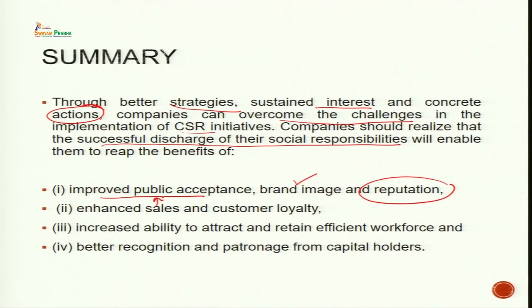They will have higher sales and higher customer loyalty, an increased ability to attract and retain an efficient workforce, which is much needed, and better recognition and patronage from the capital holders. So, I hope, students, you have now understood the basic concept of corporate social responsibility, CSR, how managers have different responsibilities in their portfolio, how CSR initiatives face certain challenges which can be overcome, the different models of CSR, and the processes and stages of CSR.